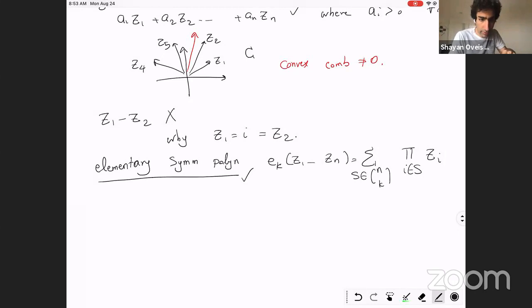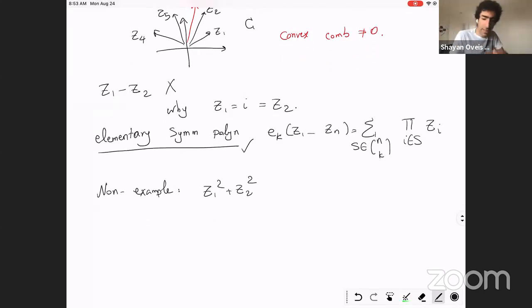So let's see more. Another non-example is the polynomial z1 squared plus z2 squared. This one is also not real stable. You can just plug in, I mean, you can figure it out. Plug in maybe e to the i pi over 4 and e to the i pi times 3/4, something like that. Okay, so this is also a non-example.